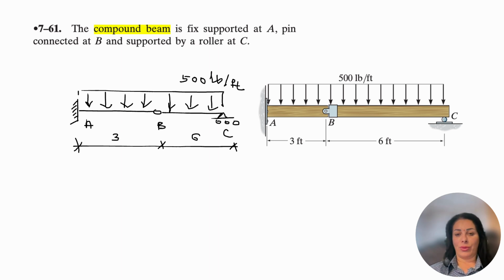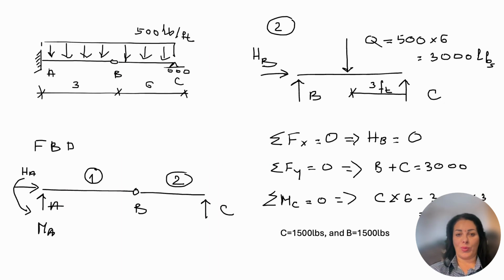The easiest way to solve this is to split first from point B to point C. In this case, we will have a simply supported beam subjected to a uniformly distributed load. Instead of the uniformly distributed load of 500 pounds per foot, we can use only a point load Q, which will be 500 times 6, which is the length. And we will have 2 unknowns at point B, B and HB, and 1 unknown at point C.